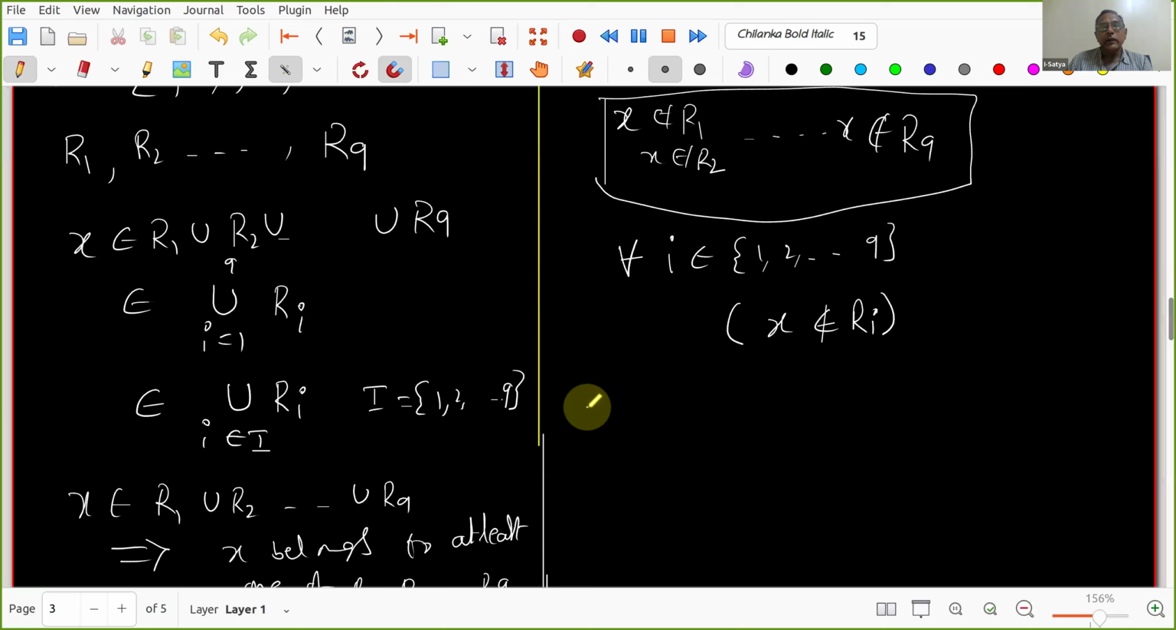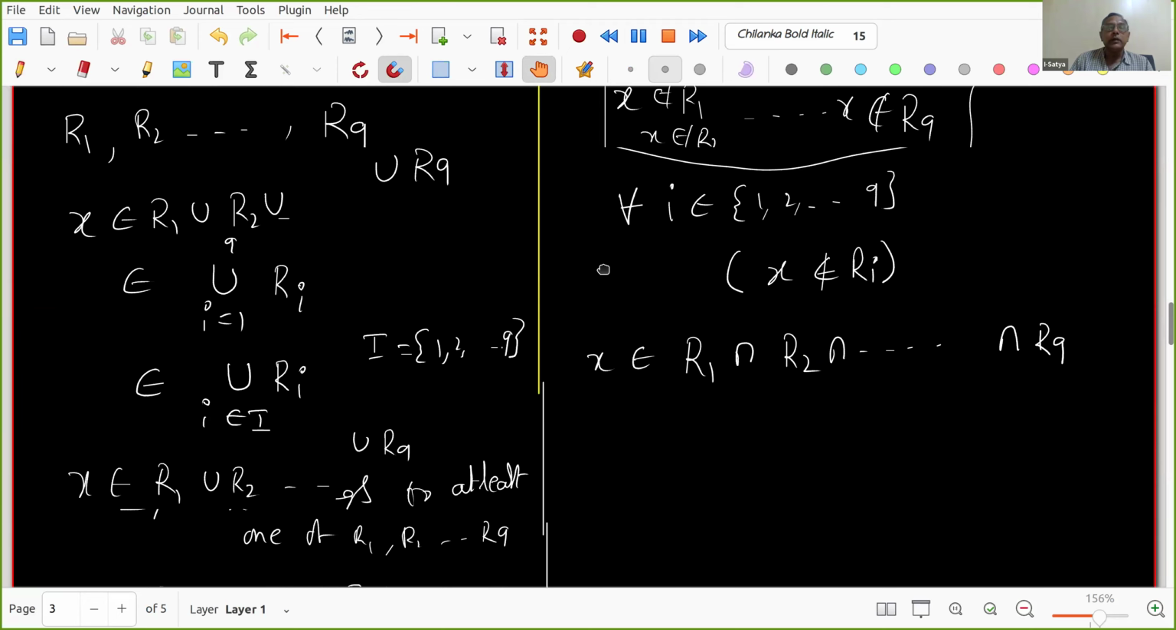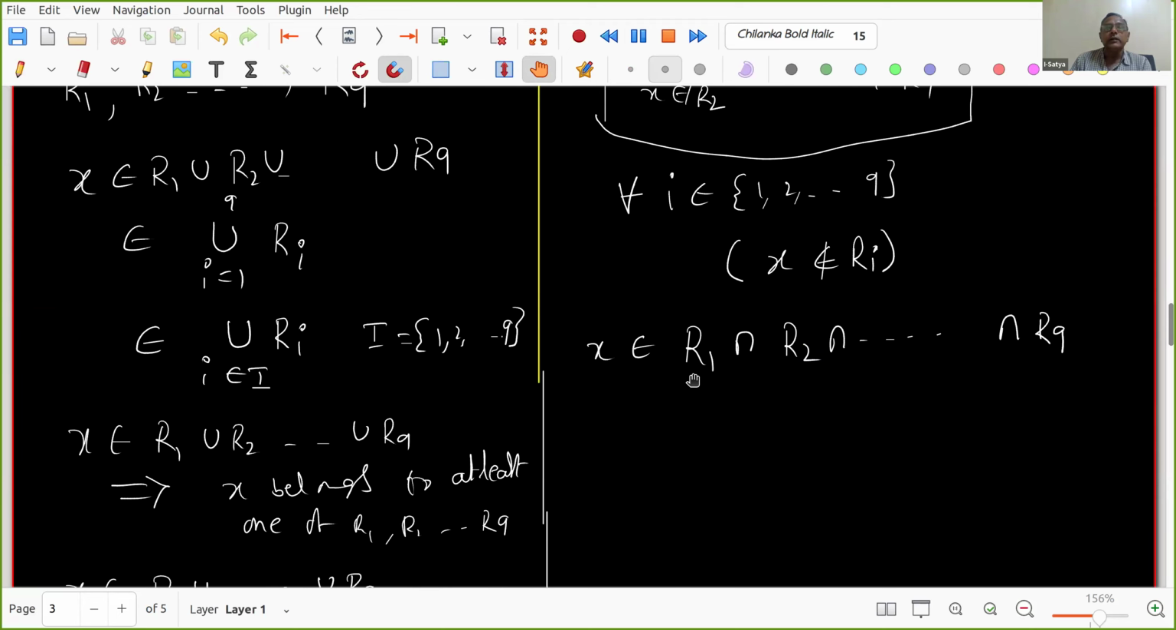Now can you tell me what Gurmeet asked, right? What do you mean by X belongs to R1 intersection R2 intersection and so on intersection R9? Is anyone ready to tell in quantifiers? What do you mean by X belonging to the intersection? Don't worry about whether it is true or not. You understand now? Now you are clear.